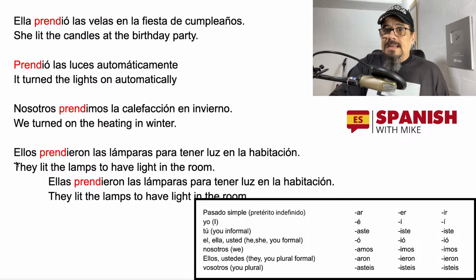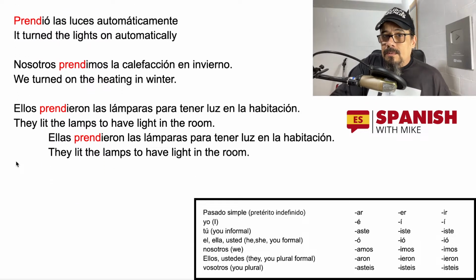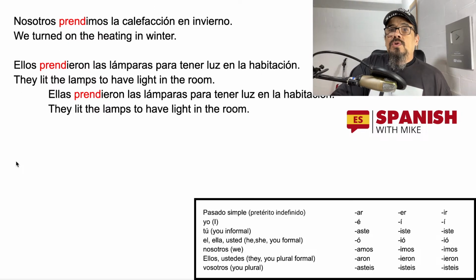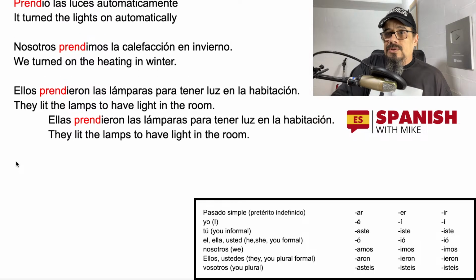Ella prendió las velas en la fiesta de cumpleaños. She lit the candles at the birthday party. Prendió las luces automáticamente. It turned the lights on automatically. Nosotros prendimos la calefacción en invierno. We turned on the heating in winter.